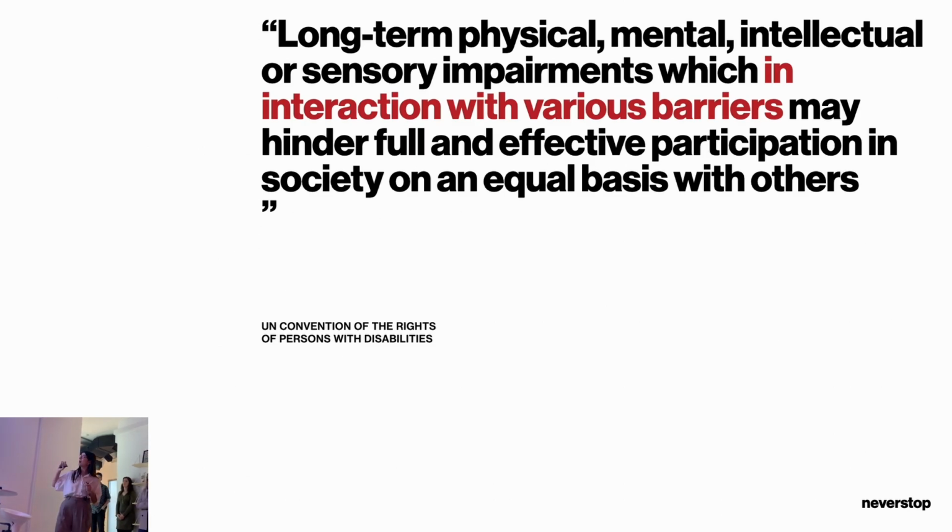It is an impairment which, in interaction with various barriers, may hinder full and effective participation of an individual in a social environment. And what is the most important thing here? That is the most important thing of my talk at all. If there is one idea that I want you to bring home with you from my talk, it is this one: it's not the impairment by itself that is causing the disability, it's the barriers that we as a society impose on those people.